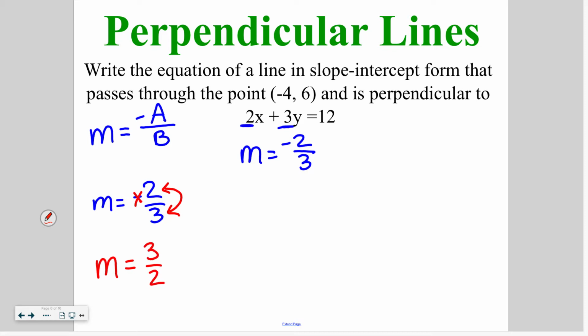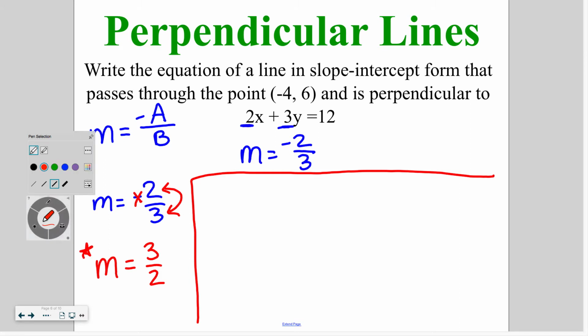First slope, or our original slope, was -2 over 3. Flipping that over and taking away the negative, we get 3 over 2. This is the slope that we are going to use to find our perpendicular line. Again, I'm going to walk through both of the options for how to find the final answer.